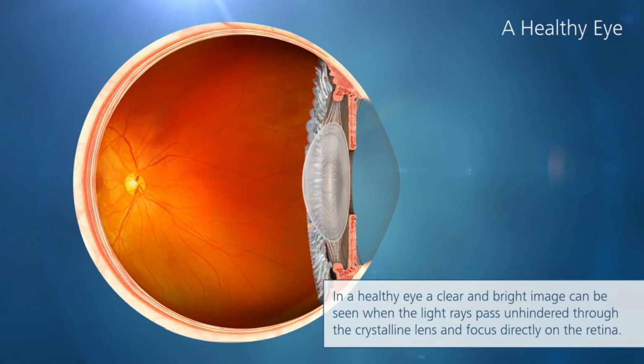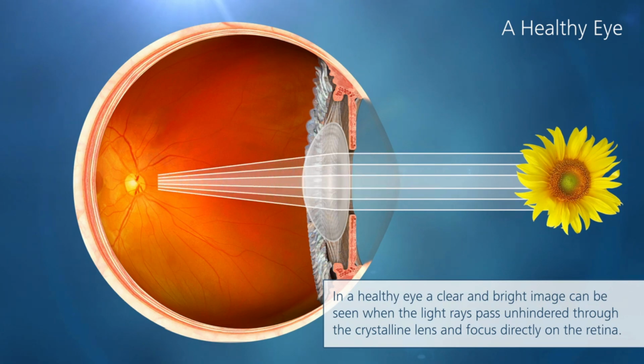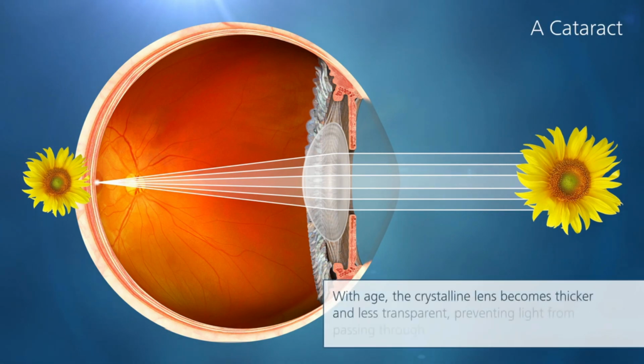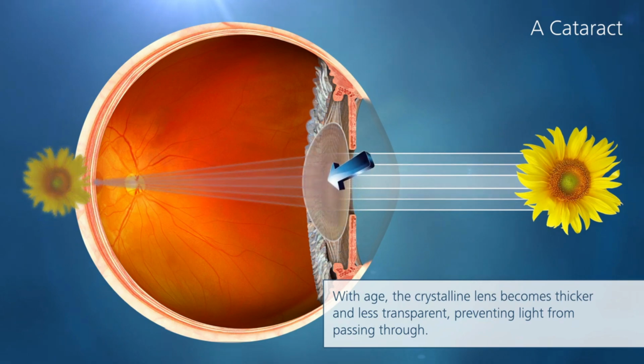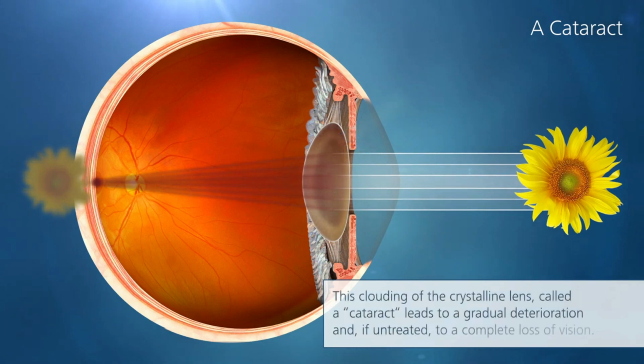In a healthy eye, a clear and bright image can be seen when the light rays pass unhindered through the crystalline lens and focus directly on the retina at the back of the eye. With age, the crystalline lens becomes thicker and less transparent, preventing light from passing through. This clouding of the crystalline lens, called a cataract, leads to a gradual deterioration and, if untreated, to a complete loss of vision.